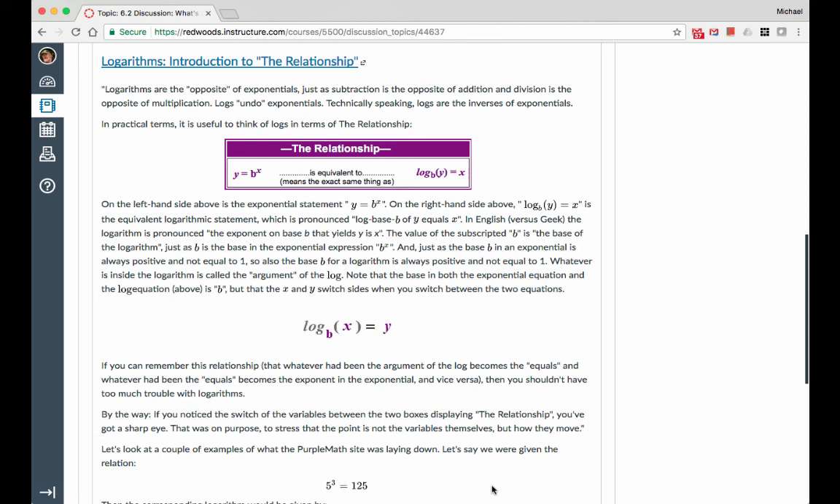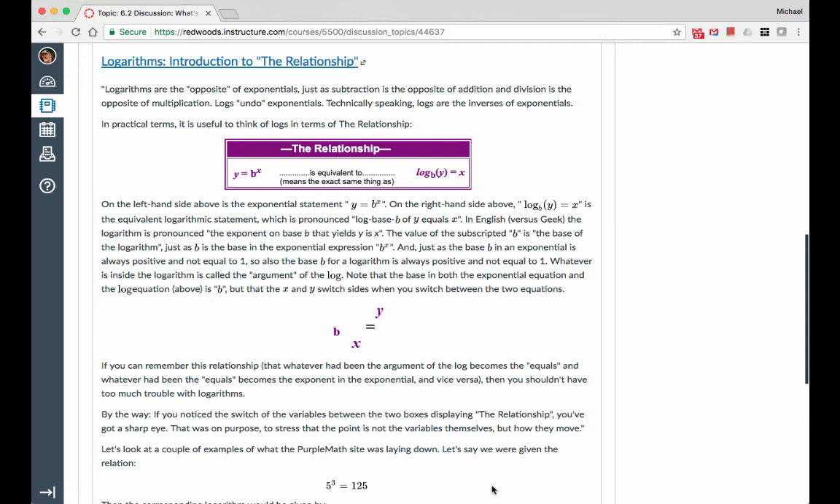The value of the subscripted b is the base of the logarithm, but it is also the base of the exponential. And just as with the exponential, the base b is always going to be positive and it's not going to be equal to 1. So that's going to be true for logarithms too. The base will always be positive and not equal to 1. Whatever's inside of the parentheses in the logarithm is referred to as the argument of the log.